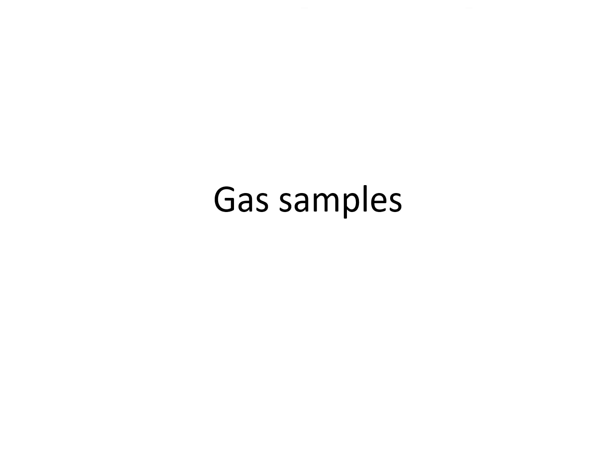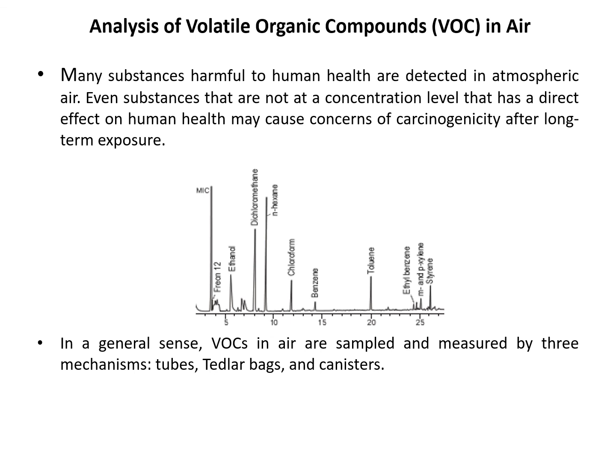Now let's move on to the gas samples. As for the analysis of volatile organic compounds in the air, many substances that are harmful to human health are detected in atmospheric air. Even substances that are not at a concentration level that has a direct effect on human health may also be a concern for carcinogenicity after long-term exposure. In a general sense, VOCs in air are sampled and measured by three mechanisms, which are tubes, Tedlar bags and canisters.